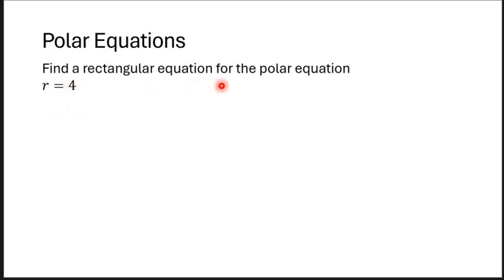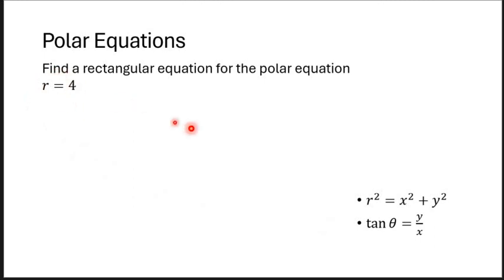Find a rectangular equation for the polar equation r equals 4. So this is going back in the other direction now. We're given the polar form of the equation and we want the rectangular form of the equation. So we need x's and y's. So here are the two formulas we're going to use for these conversions. To find x and y, we're going to take note of the fact that r squared is equal to x squared plus y squared, or the fact that the tangent of the angle theta is equal to y over x.